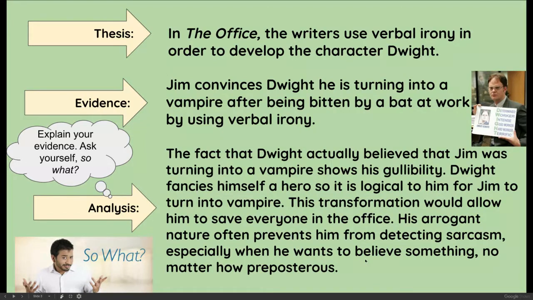The fact that Dwight actually believed that Jim was turning into a vampire shows his gullibility. This is the characterization piece. Dwight fancies himself a hero, so it is logical to him for Jim to turn into a vampire. This transformation would allow him to save everyone in the office. His arrogant nature often prevents him from detecting sarcasm, especially when he wants to believe something, no matter how preposterous. So we get the gullibility, we get the understanding of his arrogance, and then we unpack how this verbal irony, this sarcasm, builds Dwight's character.